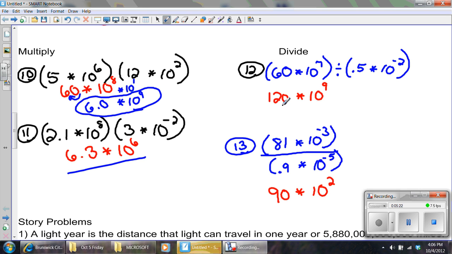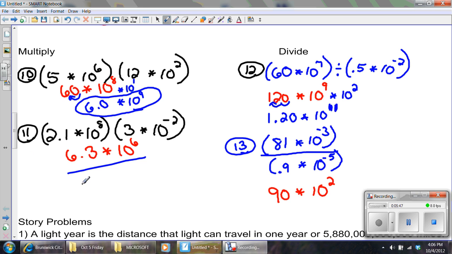All right, here, same thing as number 10. I got a number that's too big. I'm going to divide that number by 100 to get 1.20. If I divide by 100 there, I have to multiply by 100 over here, or 10 to the second. And so I get 10 to the 11th power. 9 plus 2 is 11. Right, that is 11. Okay.